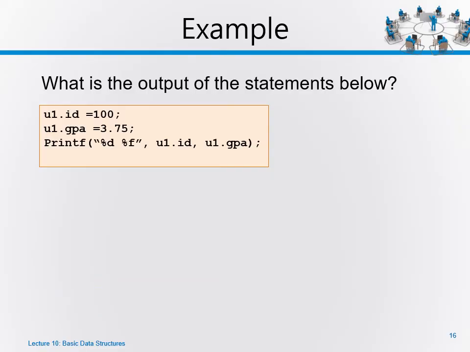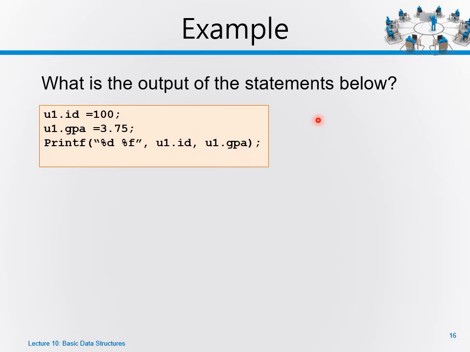So let us see this example. What is the output of this statement? We have U1, which is union 1, dot ID equal to 100. Then U1 dot GPA is equal to 3.75. Then printf, it should be a smaller letter printf, then you call for this integer and float, u1 dot id and u1 dot GPA.